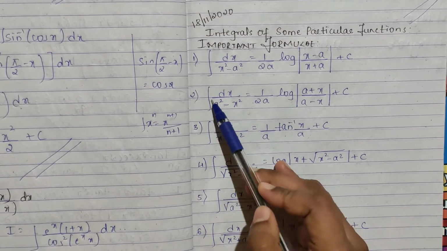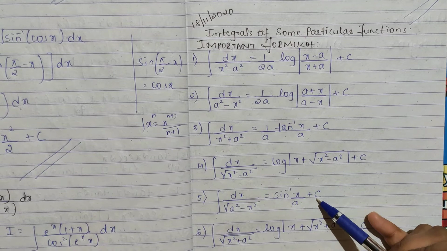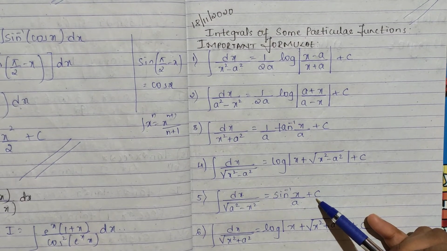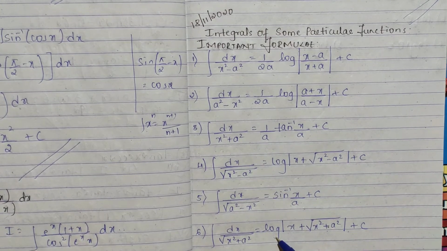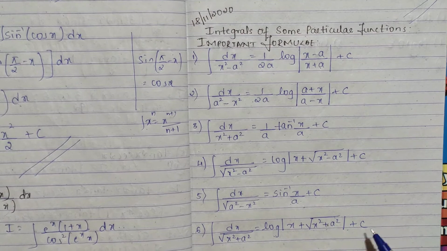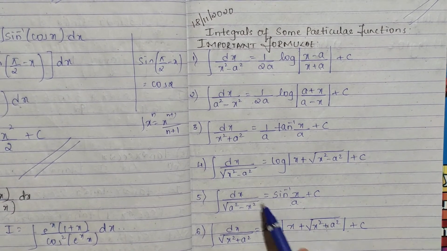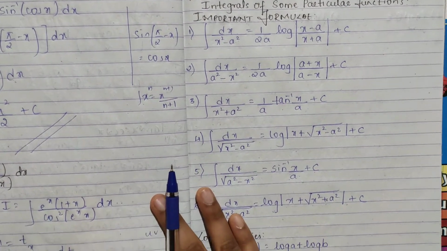In the same way, dx by root of a square minus x square, you have sine inverse x by a plus c. And for root of x square plus a square, you get the same log: log x plus root of x square plus a square plus c. This is some important formula.